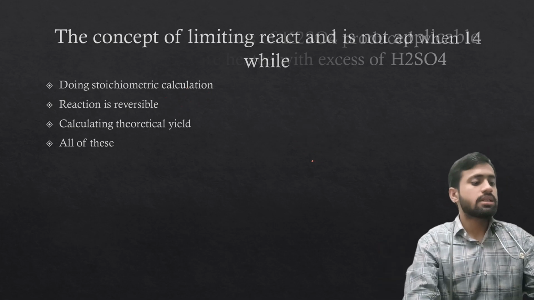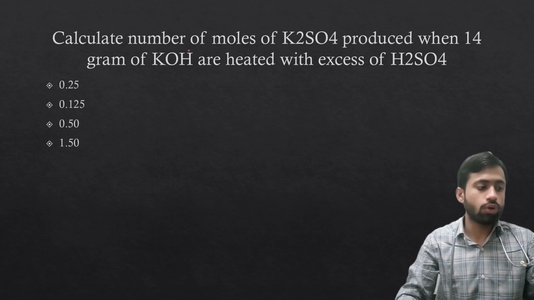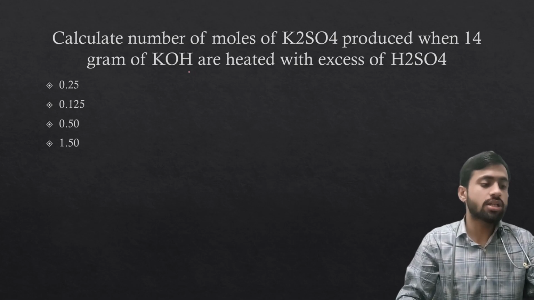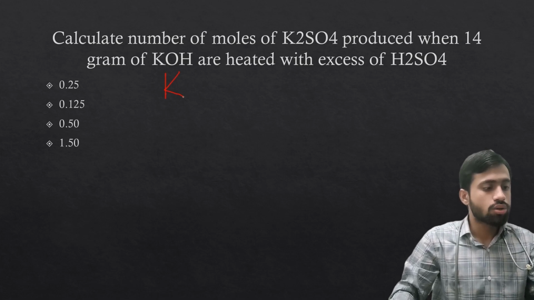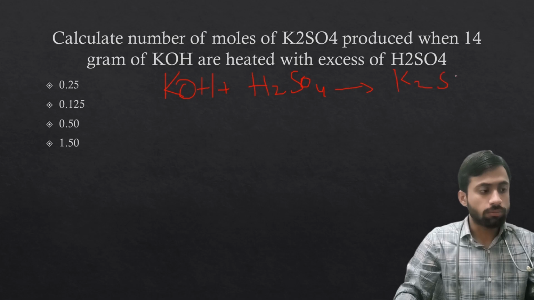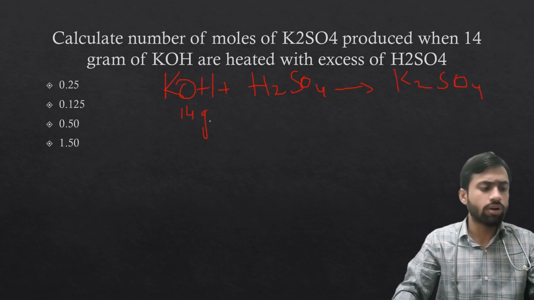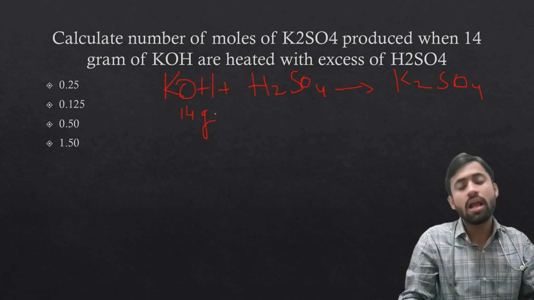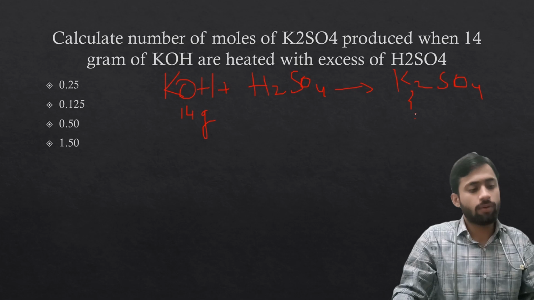Next MCQ states: calculate the number of moles of K2SO4 produced when 14 grams of potassium hydroxide are heated with excess of H2SO4. So KOH is heated with excess of H2SO4 to form K2SO4. It has given you 14 grams of potassium hydroxide, and it is basically asking how much potassium sulfate will be formed.